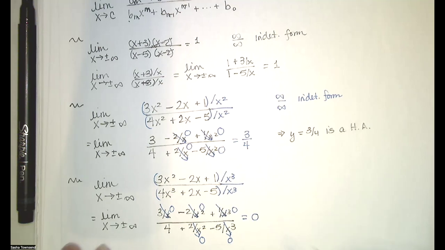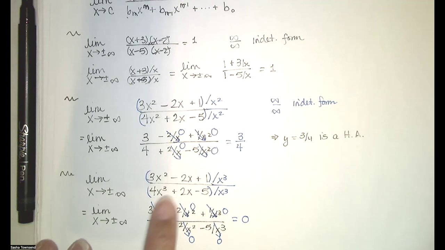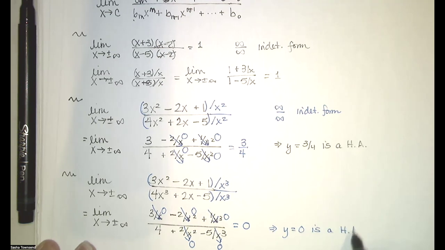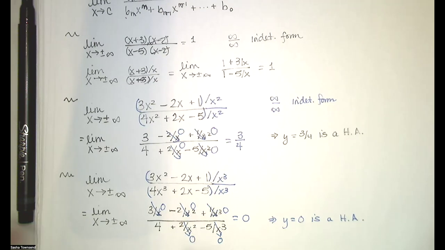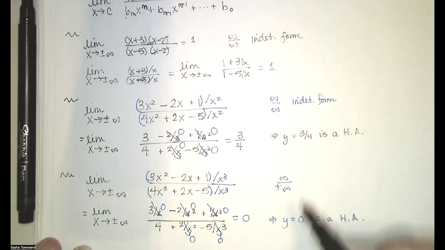And you say, well, what does that mean? That means the y values on the graph of this rational function approach y equals 0. So y equals 0 is a horizontal asymptote for this function. And you might say, isn't there a shortcut? Do I have to do this every time? Well, you can memorize this rule, but I would prefer that you don't memorize the rule. This is an infinity over plus or minus infinity indeterminate form again.